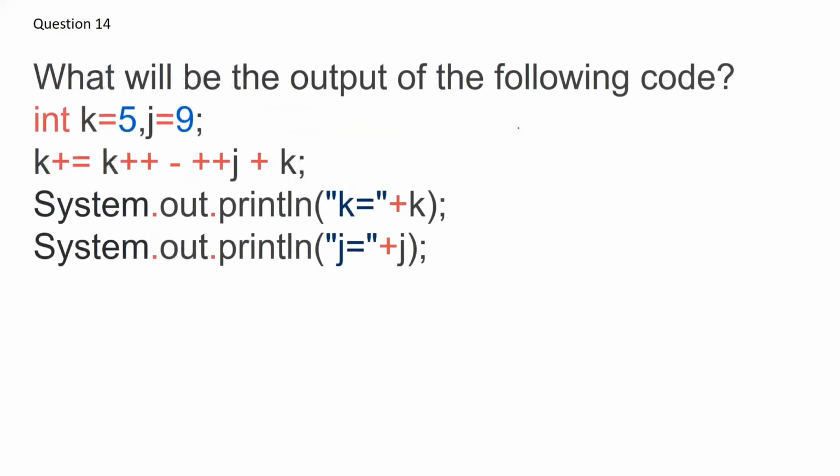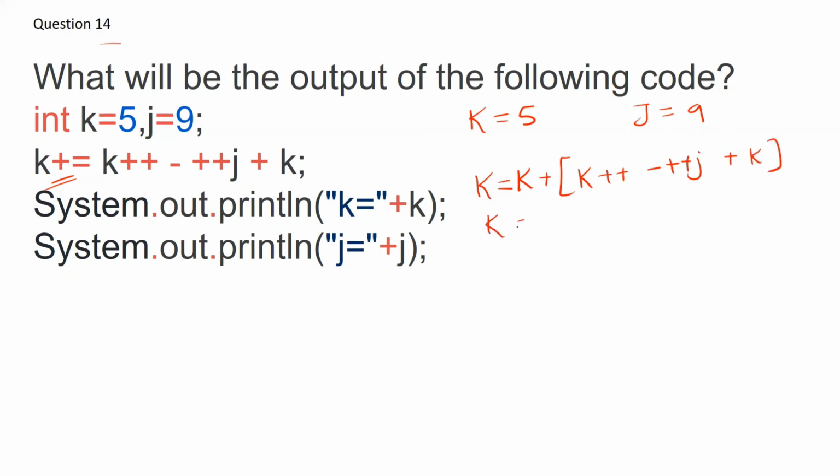Moving forward with the next question, question number 14. What will be the output of the following code? So guys, here we can see that the value of k is 5 and the value of j is 9. And we are given an expression k equal to, so here we can see that it is a shorthand operator. So first, let us resolve this. K equal to k plus, in the bracket we will write k plus plus minus plus plus j plus k.